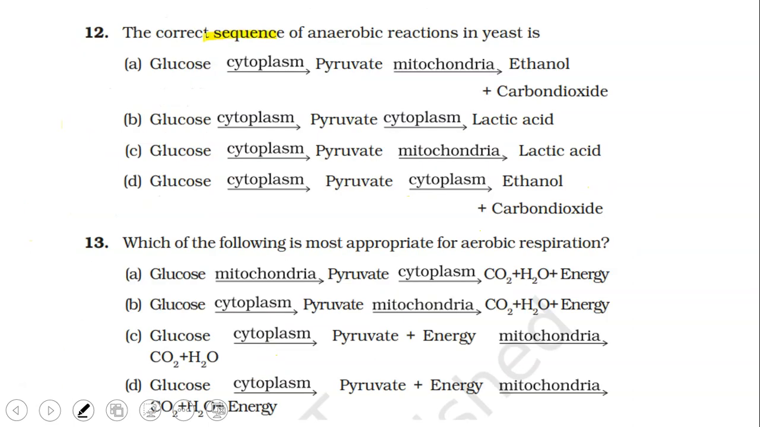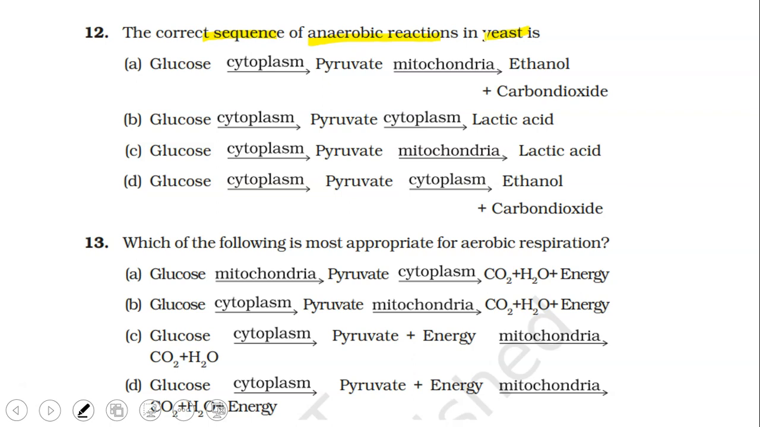12th question. The correct sequence of anaerobic respiration in yeast is... As I mentioned, questions on sequences are very important and they're repeatedly asked. So here we're learning about anaerobic reactions in yeast. What are anaerobic reactions? Basically, they are the reactions of anaerobic respiration, or respiration in the absence of oxygen. And in yeast, the pyruvate breaks down in the cytoplasm into alcohol or ethanol and carbon dioxide with a small amount of energy.